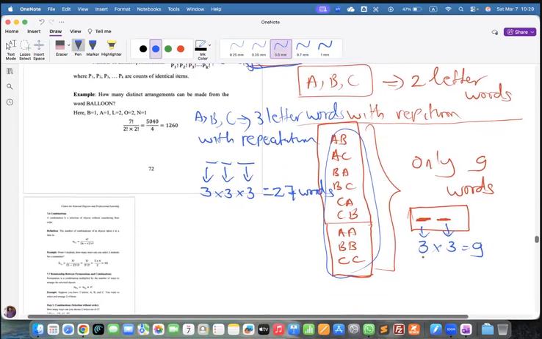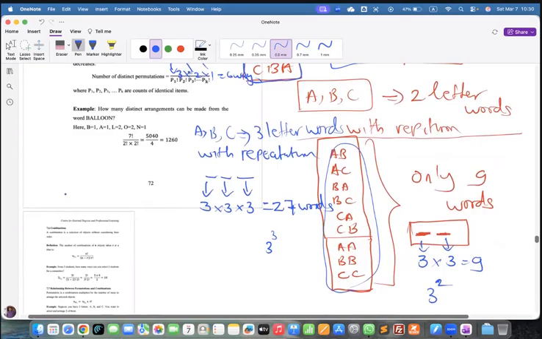So if you look at this one, here 3 to the power 2, right? Here 3 to the power 3. So the common equation: if you have n number of objects, and from these n objects you utilize r number of objects to make orders with repetition, the equation is n to the power r, right?